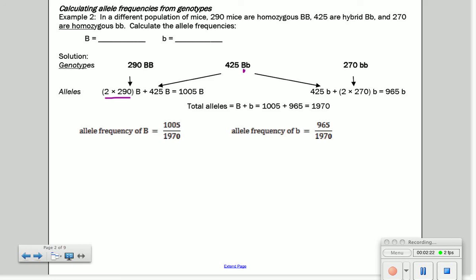Same thing with the little b here. I have 2 little b's, so I have to take it times 2. But I also have 425 little b's in the hybrid. Add that up, I get 965. So then I add up my total alleles. My total alleles combined, 1,970. So the allele frequency of big B is 1,005 divided by the total number of alleles, and the allele frequency for little b, 965 divided by 1,970. So for big B, you should get somewhere around 0.51 and 0.49. So there's problem number 2.